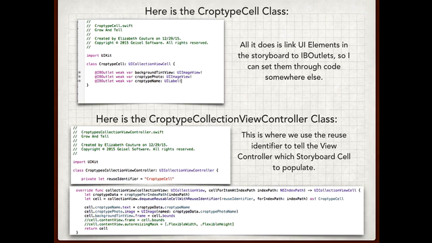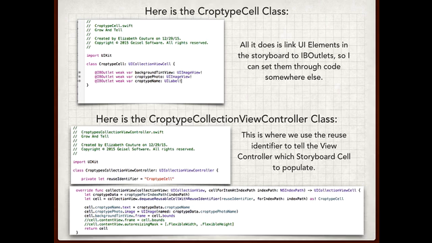You're going to dequeue a reusable cell with the reuse identifier of whatever identifier you want. So you could theoretically create several different kinds of cells, and in different circumstances, depending on what data you have, dequeue a different kind of cell. You could have multiple different kinds working together. In this case, they're all the same.